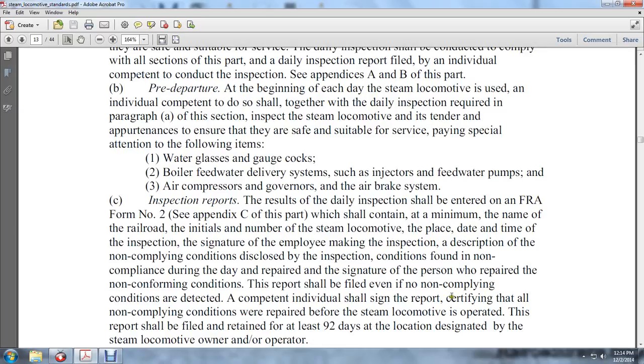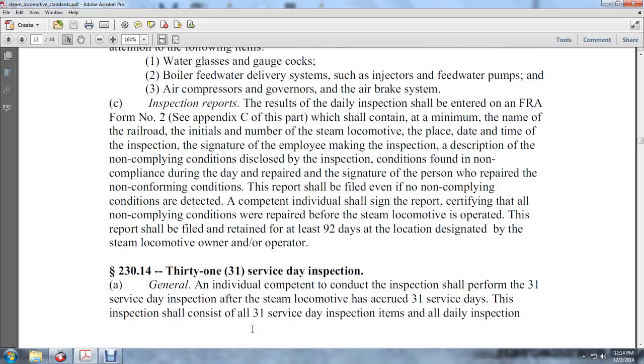A competent individual shall sign the report certifying that all non-compliant conditions were repaired before the steam locomotive is operated. The report shall be filed and retained for at least 92 days at the location designated by the steam locomotive owner or operator.